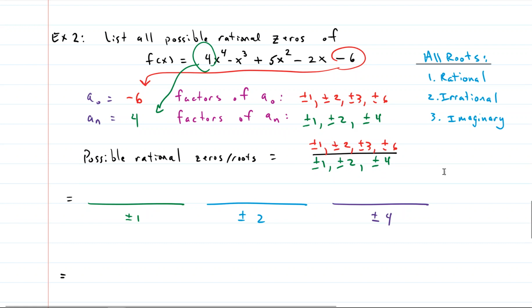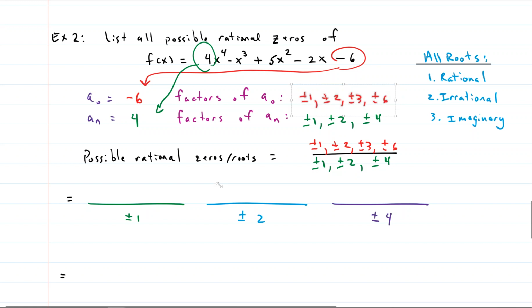So notice now this example is a little more complex than the last one, because the last one only had one item in the denominator. So it was easy just to take all the items in the top individually with that 1 in the bottom. But now we have to split that up. So we will take plus or minus 1 by itself in the denominator. We'll take plus or minus 2 by itself in the denominator, and then we'll take plus or minus 4 by itself in the denominator.